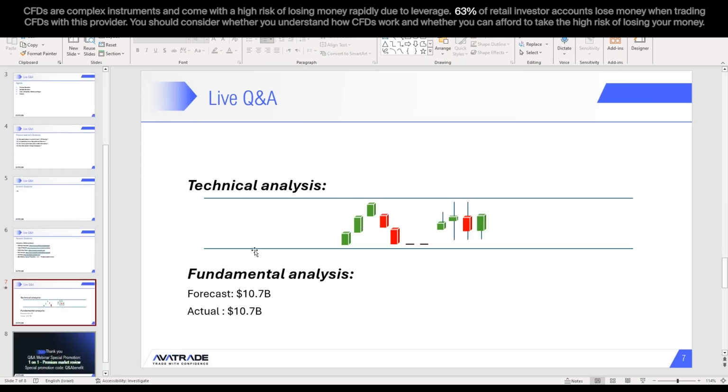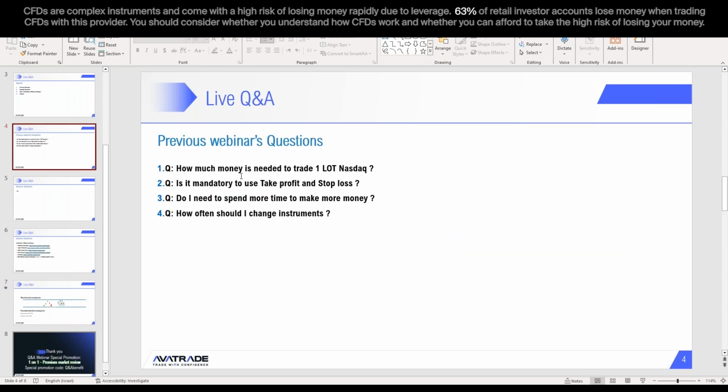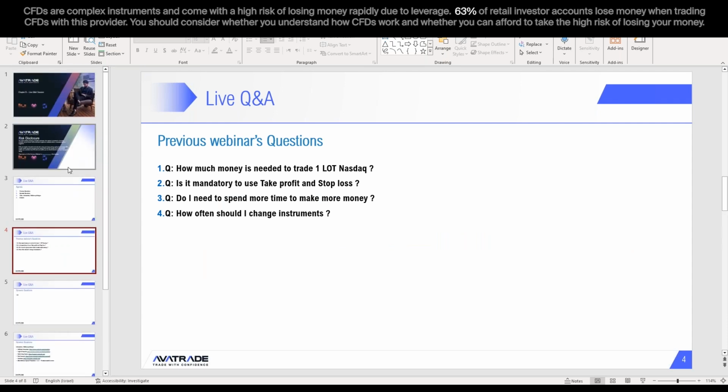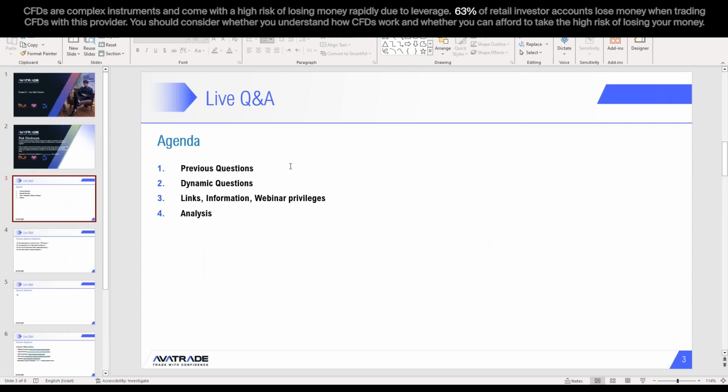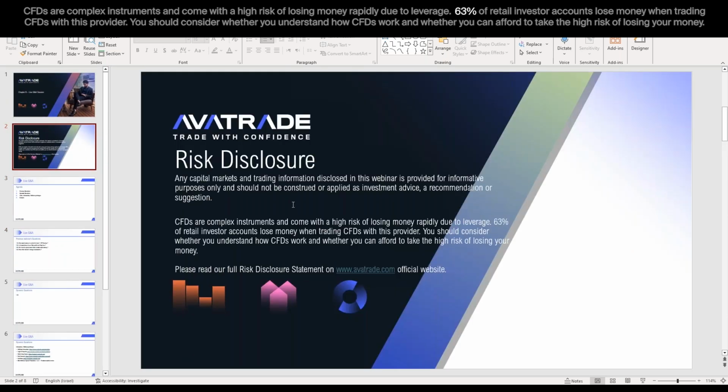And the last bit here, the slide is more to help us emphasize the analysis approach, really at the very basic level, but I have a feeling that we're going to have analysis on the questions we're going to see. Also, any capital markets and trading information disclosed in this webinar is provided for informative purposes only and should not be construed or applied as investment advice, recommendation, or a suggestion.